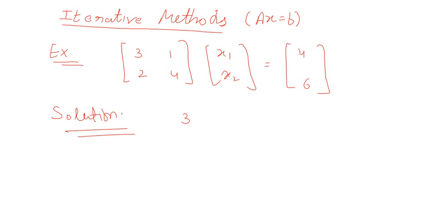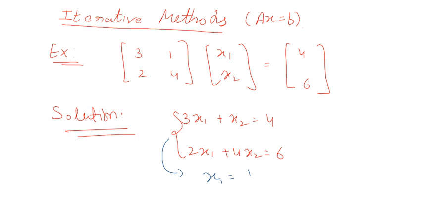One equation is 3x1 plus x2 equals 4, and the other equation is 2x1 plus 4x2 equals 6. Now if I rewrite these two equations, x1 equals 1 by 3 times (4 minus x2), and x2 equals 1 by 4 times (6 minus 2x1). So I can rewrite the above system in the following form.